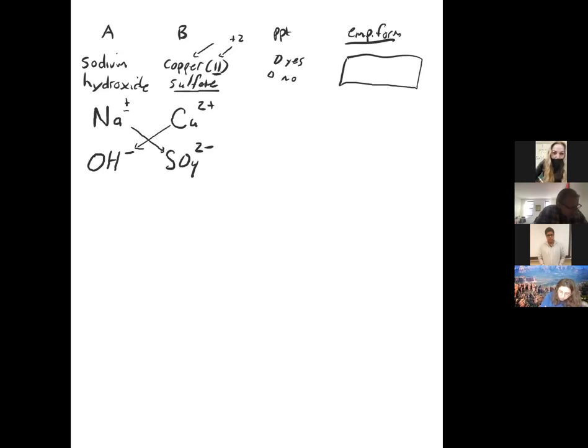This is +1, this is -1. But this is +2 and this is -2. So what happens is if they don't have the same charge, they're not going to combine 1 to 1. So here's how you deal with it. Let's do the first one, sodium sulfate.